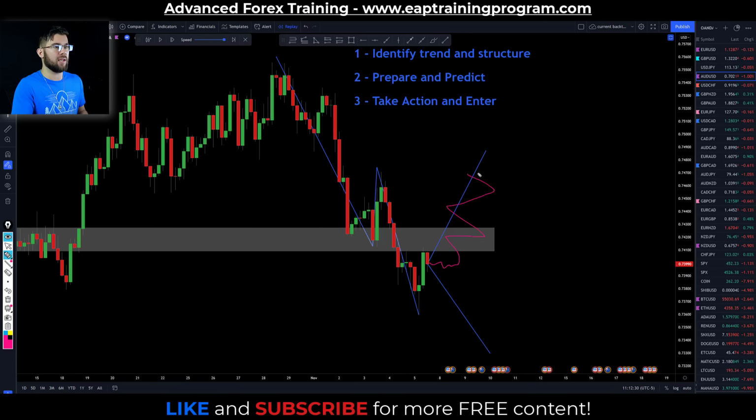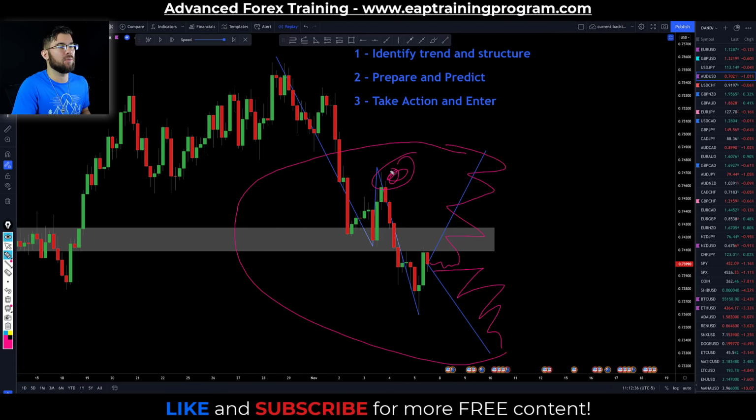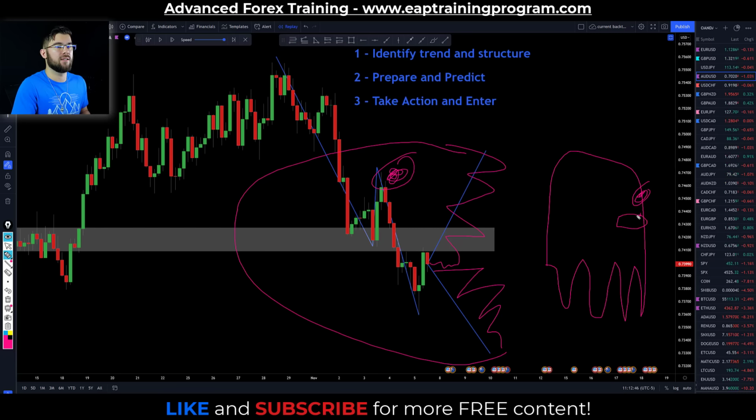Oh, I can draw Pac-Man. Hold on. It's an ugly one, but we can draw a little ghost right here. Yeah, we're calling this the Pac-Man pattern. The ghost is like running away. So scared. That's it, Pac-Man.